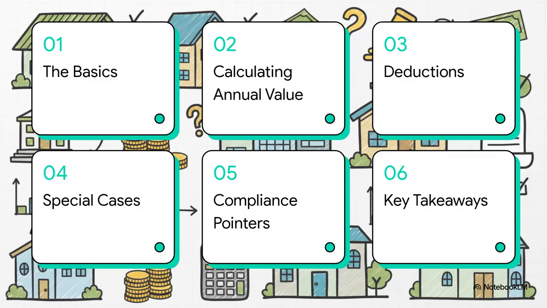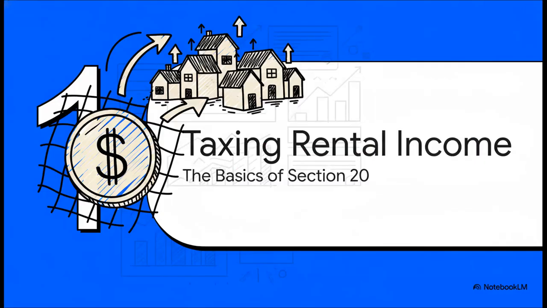So here's how we're going to break it all down. We'll start with the basics, the new charging section. Then we'll walk through exactly how to calculate the annual value. After that, we'll get into the good stuff, the deductions. We'll also touch on some special cases like deemed ownership, and we'll wrap up with some really practical tips and the key takeaways. All right, let's start at square one, the foundation.